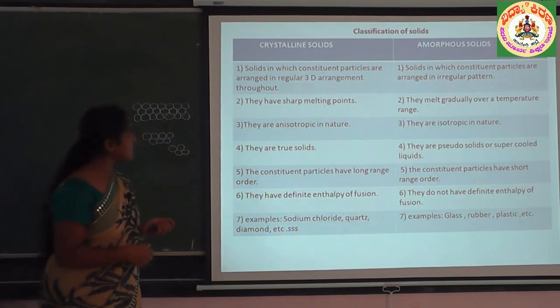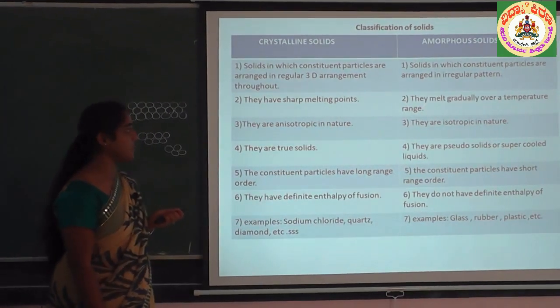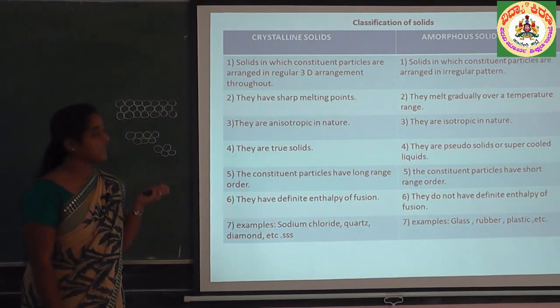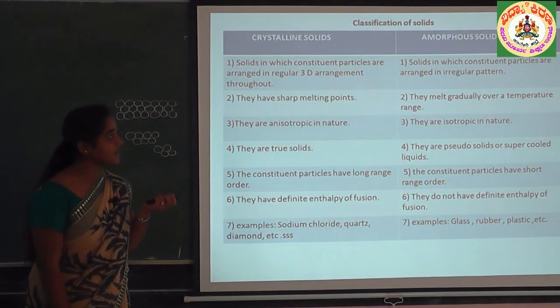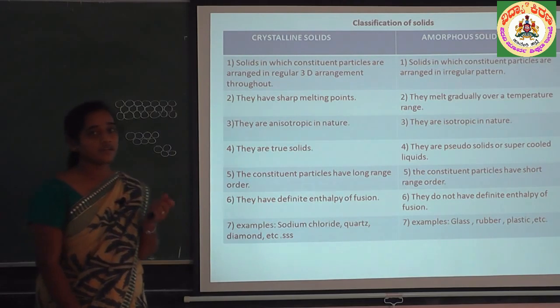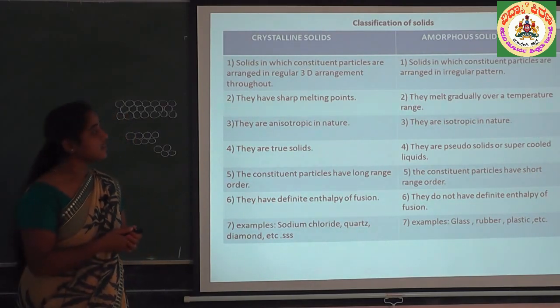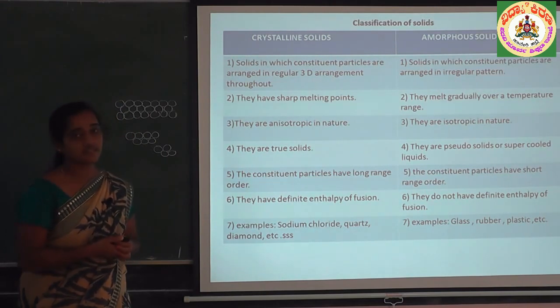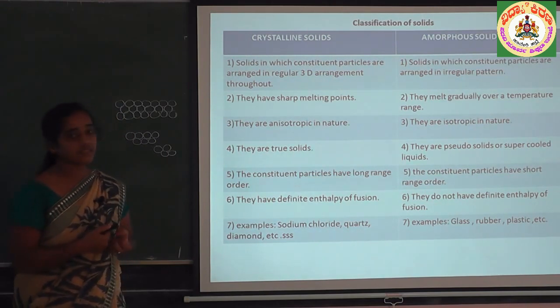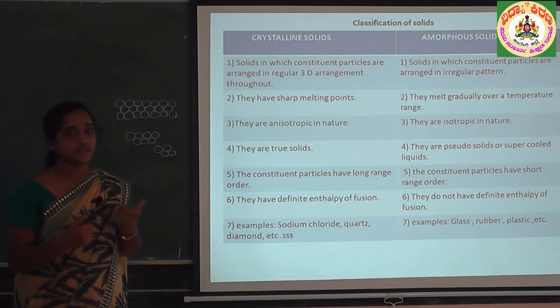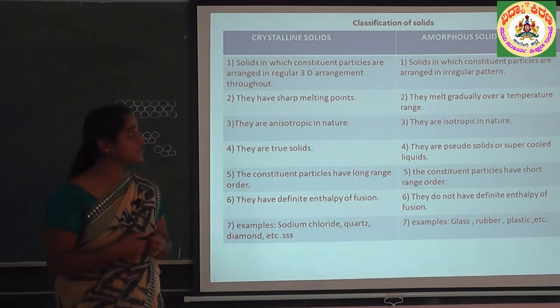Then the second one is melting points. Crystalline solids have sharp melting points, but amorphous solids melt gradually over a temperature range. An example of amorphous solids is plastic. When we heat plastic, it does not all burn at a time; it will take a fraction of seconds to melt.